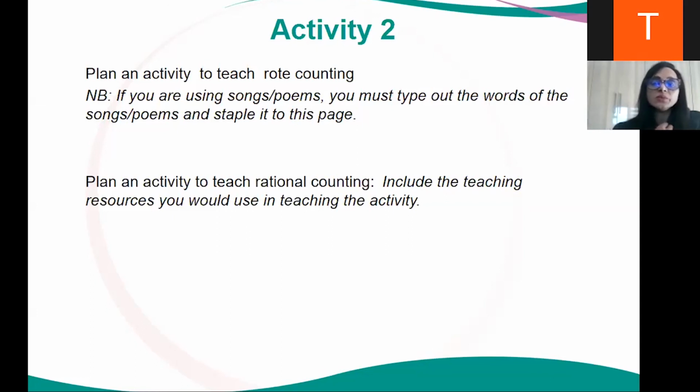As I said to you, when you are planning an activity for rote counting, it could be either a song, a poem, or a rhyme. And state also how you would use that poem or song to teach rote counting. When you are planning an activity for rational counting, in the previous slides, I've given you examples of activities such as one-to-one correspondence and so forth.